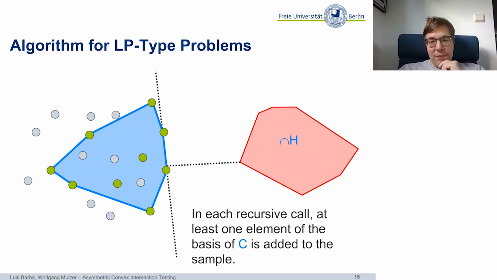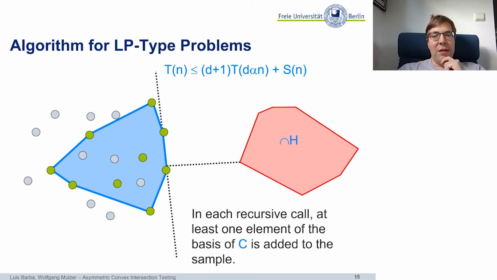And so this is good because I know that this basis has at most d+1 elements. So I know the number of iterations, the number of recursive calls that I need, is at most d+1. Oh, sorry, the basis has at most d elements, but the first time there may be no elements of the basis in there, so I have at most d+1 iterations.